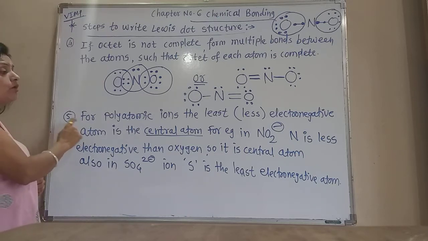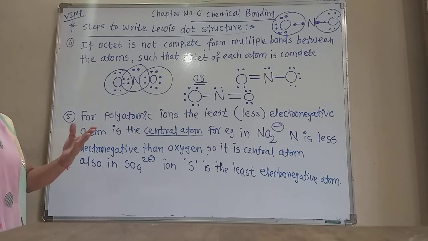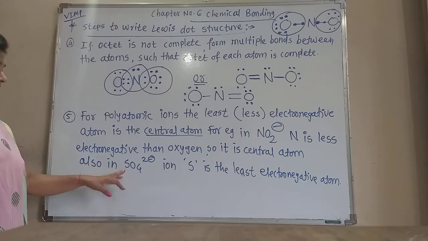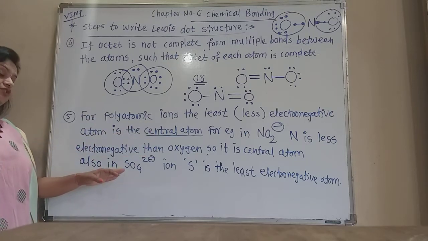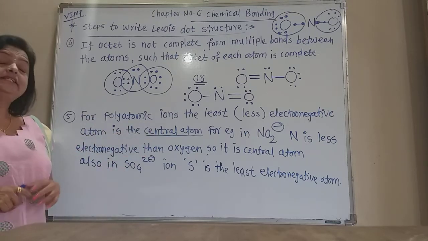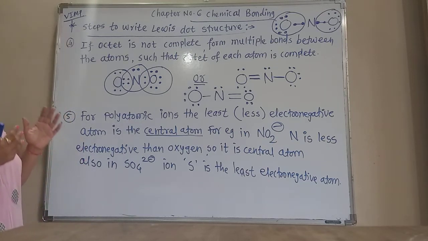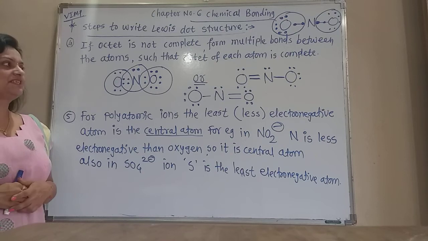So the next rule is, for polyatomic ions, the less electronegative atom is the central atom. For example, in the nitrite ion, NO2 minus, N is less electronegative than oxygen, so it is the central atom. If there is SO4 2 minus, such a polyatomic ion, then sulfur is less electronegative than oxygen. So sulfur is the central atom in the structure of SO4 2 minus. In this way, these are the steps to draw the Lewis dot structure, and by taking the example of this nitrate ion, we understand those steps very well. Now see the blackboard.